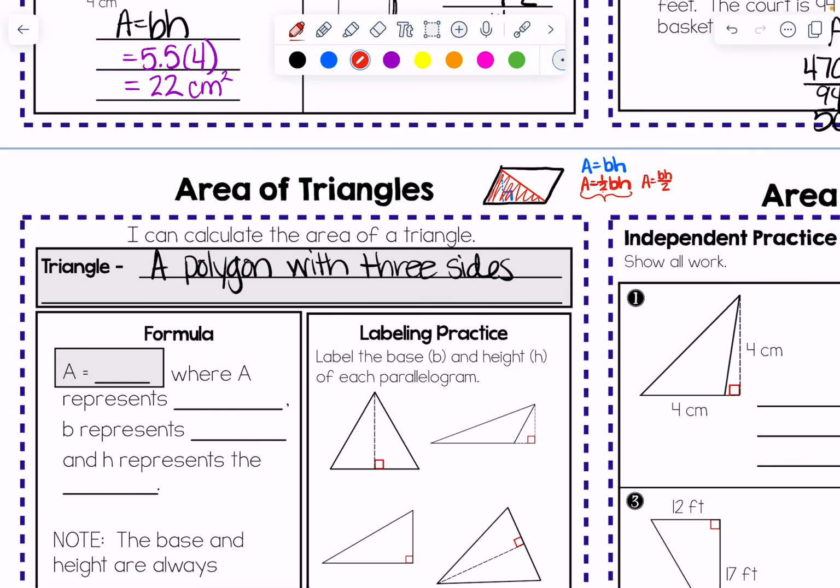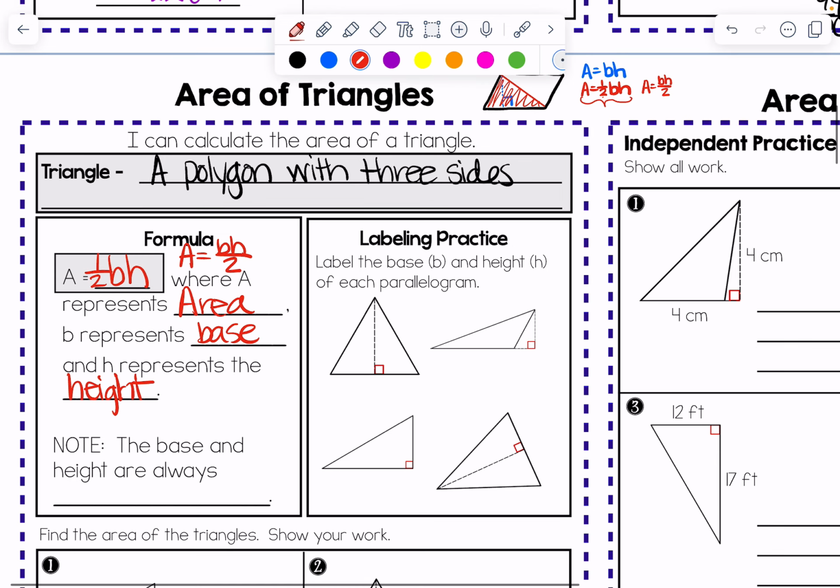So our formula is going to be A equals 1/2 base times height. And I would also just go ahead and write it as base times height divided by 2, just both ways, so that whichever way makes the most sense to you, you can use that. So again, where A represents area, B represents base, and H represents our height. And again, the base and the height are always perpendicular, just like they are for parallelograms. Perpendicular means they intersect to form a right angle.